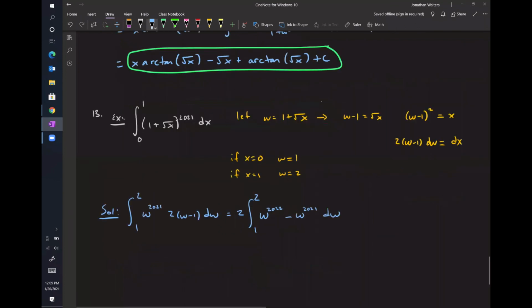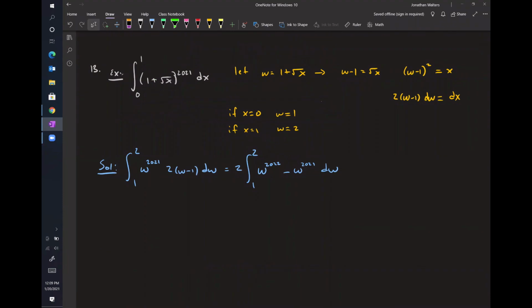I can integrate powers, no problem, even if they do look silly. These aren't silly, these are legit. This integral got more legit when I changed that power. That's right. So this is going to be 2 times 1 over 2023, w to the 2023, minus 1 over 2022, w to the 2022, from 1 to 2.